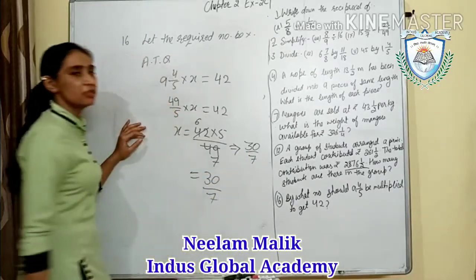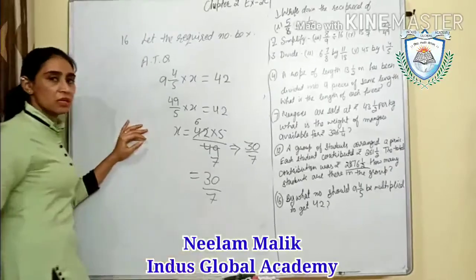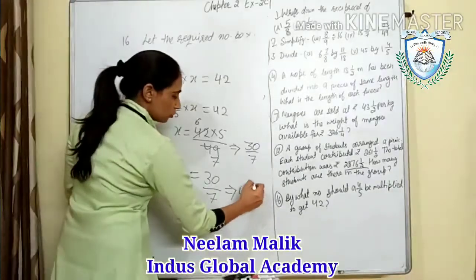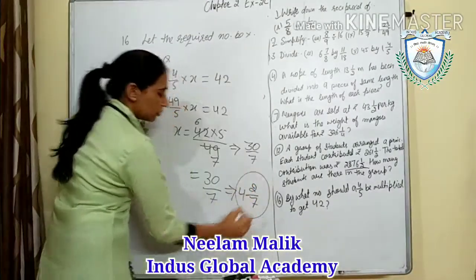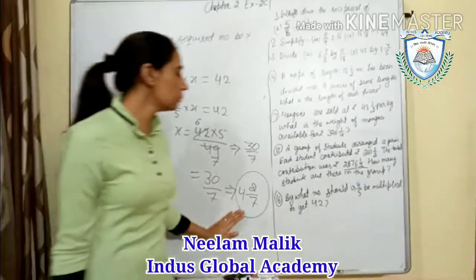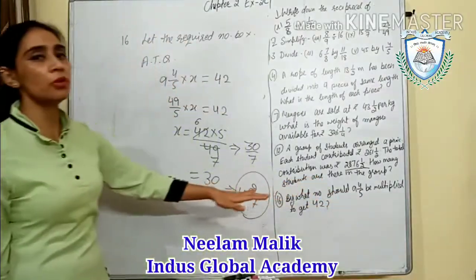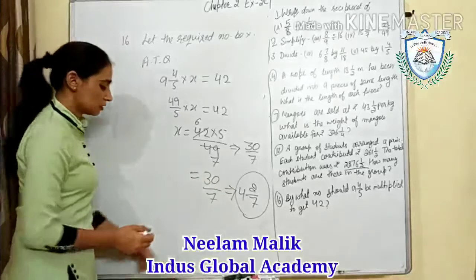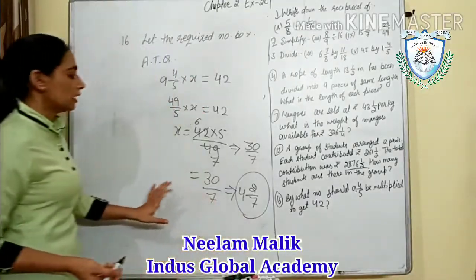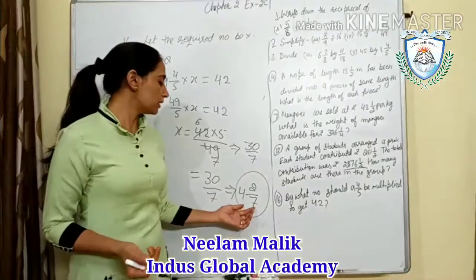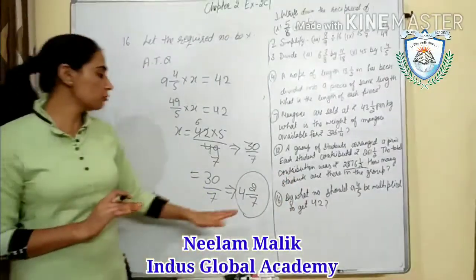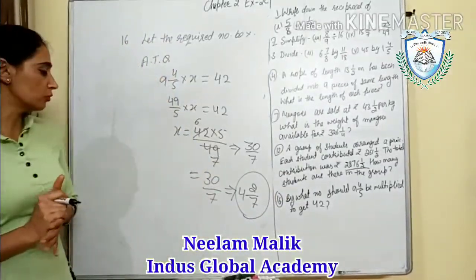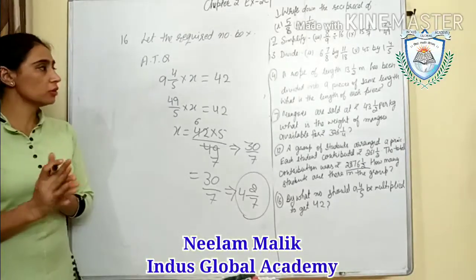If you want to write this into mixed fraction, you can write 7 4s are 28 and then 2 upon 7. This is the number that when we will multiply this number by that 9 whole 4 upon 5, so we will get 42. Okay, this is our answer. So at last you will write that line. When we will multiply 9 whole 4 upon 5 by 4 whole 2 upon 7, then we will get 42. Okay, so remaining sums do by your own. Okay, thank you.